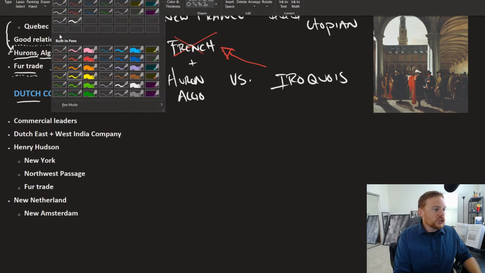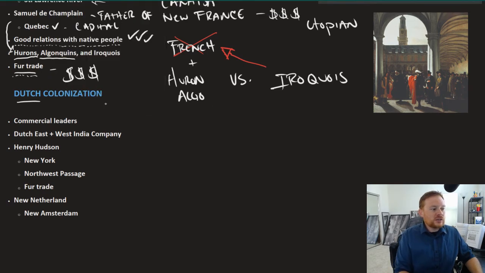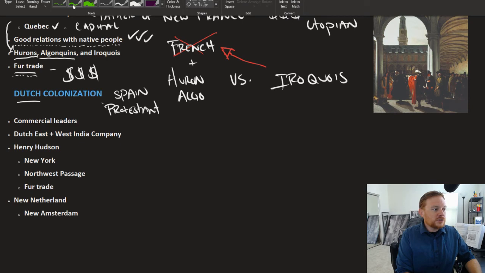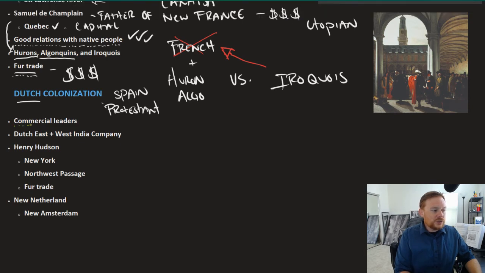Lastly, we have the Dutch. And recall, the Dutch gained their independence from Spain. Religiously, they are Protestant, so they're not as much interested perhaps in conversion. But the one thing to remember about the Dutch is that they are really the commercial leaders. If you were to summarize Dutch motivation for the New World, it's all about the money, right? The Dutch are in it for the money.